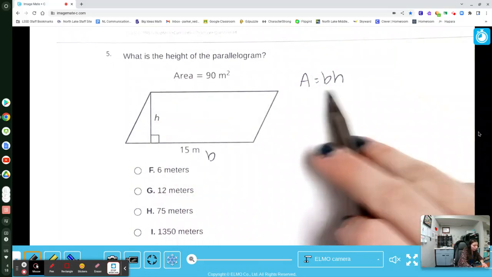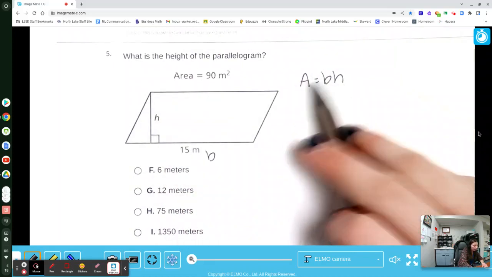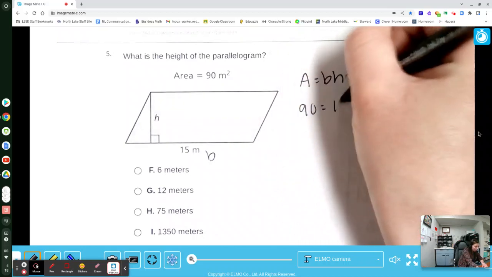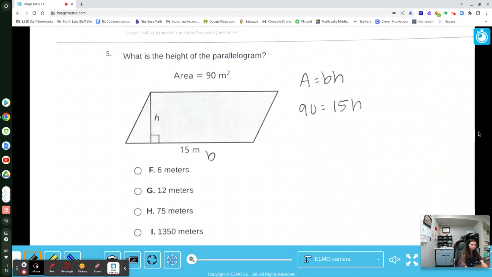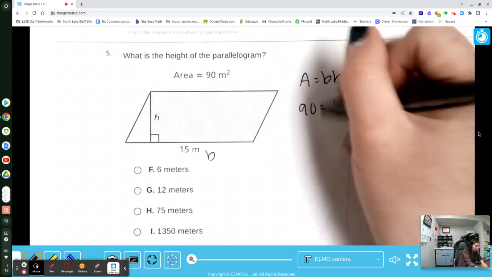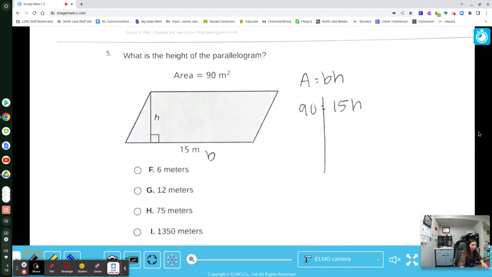So instead of writing in what the base and height are, I'm going to write in what the area and the base are because those are what I know. So I know the area is 90 and I know the base is 15. So I'm saying the area of 90 should equal the base of 15 times the unknown height. We're going to solve for that unknown height now.